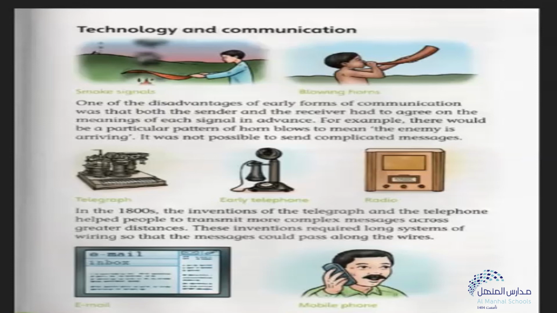On page 133, they talk about the ancient times of communication: smoke signals, blowing horns, telegraphing, and the early telephone. They show a picture of the early telephone and the old radio system. Nowadays, there's email and the mobile phone. So that is the lesson about transport and communication.